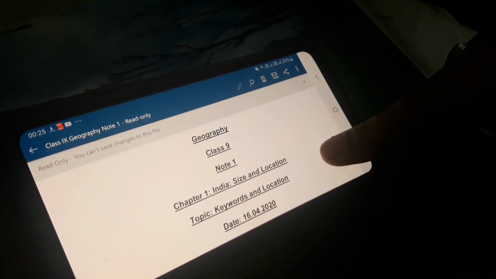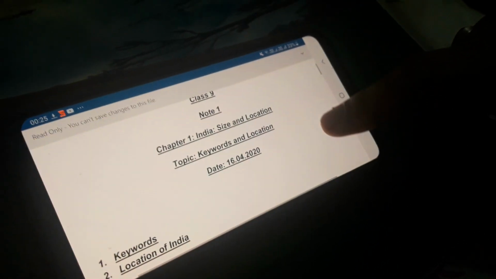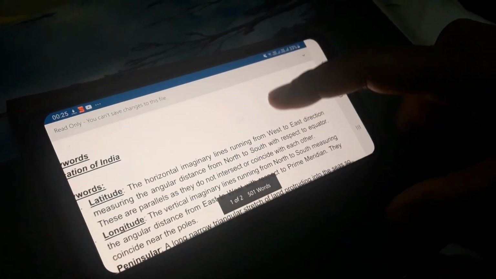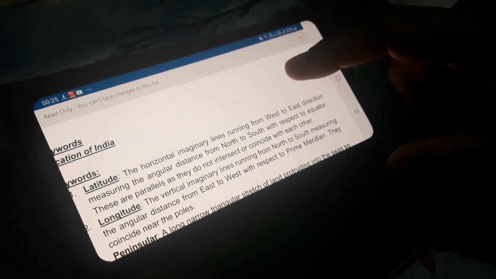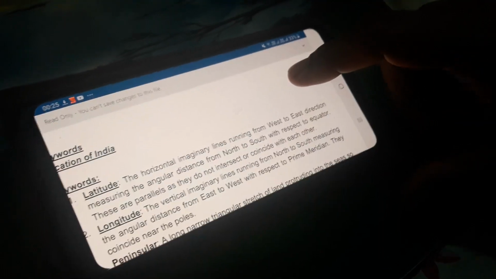Today I am going to start the first chapter, India, Size and Location. Before going with the detail of the chapter, there are many important keywords related to the chapter. The first keyword is latitude. Though you have studied in the junior classes, it's just a recapitulation of those terms.